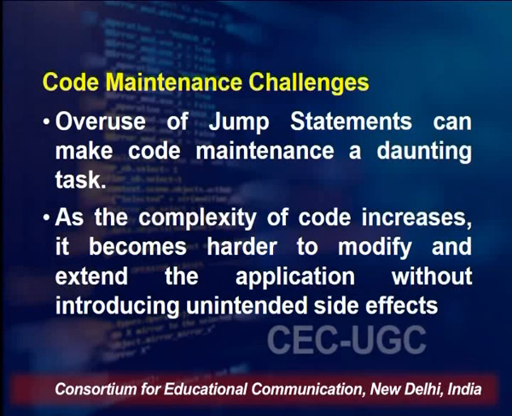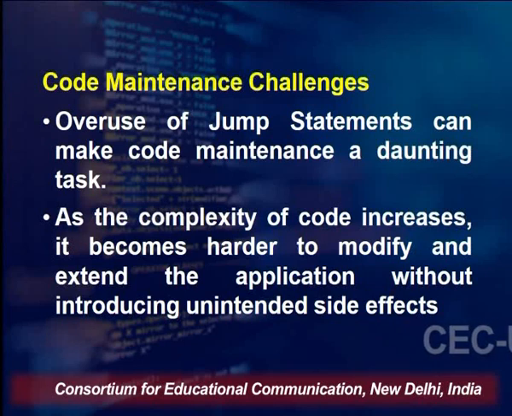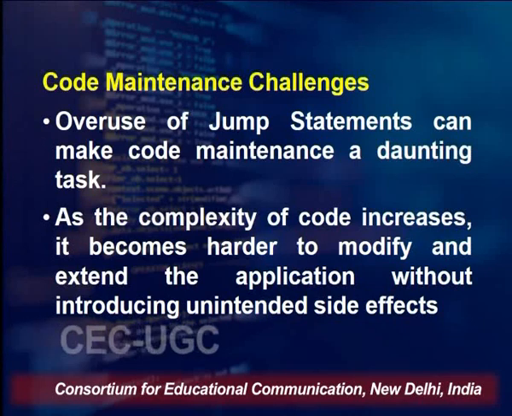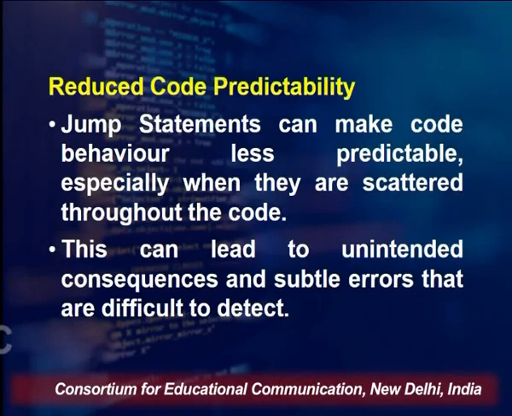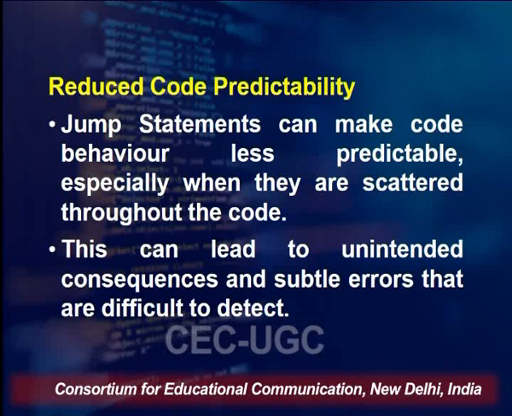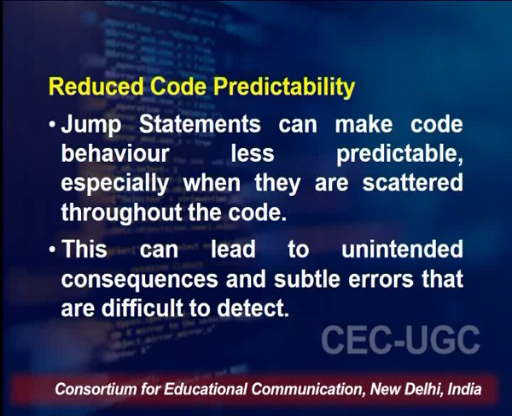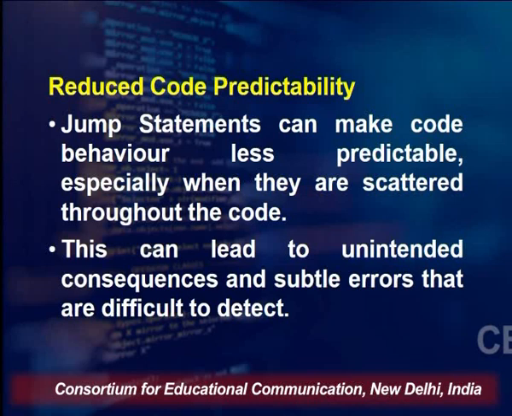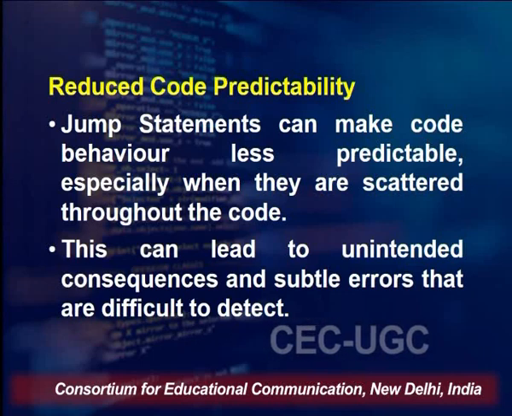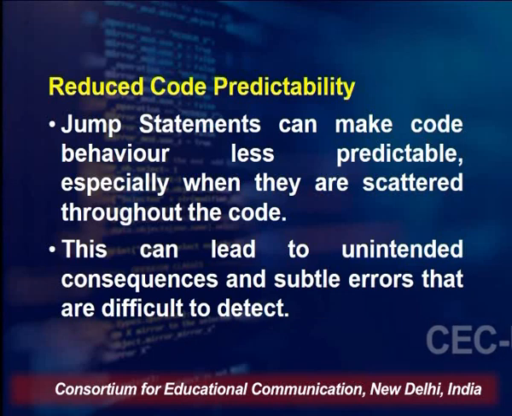As the complexity of the code increases, it becomes harder to modify and extend the application without introducing unintended side effects. So code maintenance challenges are there. So is reduced code predictability. We can't predict the output or behavior of the code if there are too many jump statements scattered throughout the code. This will lead to unintended consequences and subtle errors that are difficult to detect.